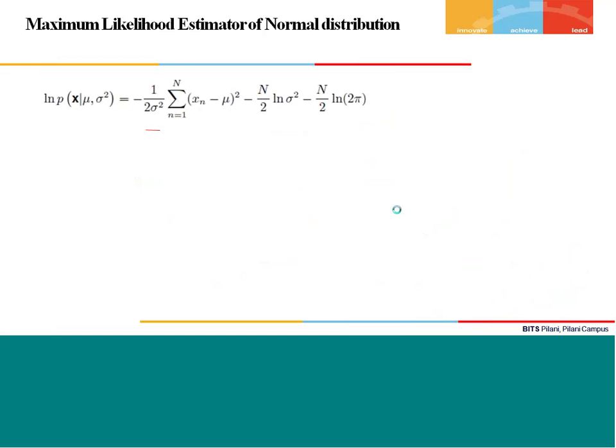So just to see, for a simple case, for an example, if I want to differentiate it with respect to mu, let's say I write this function.